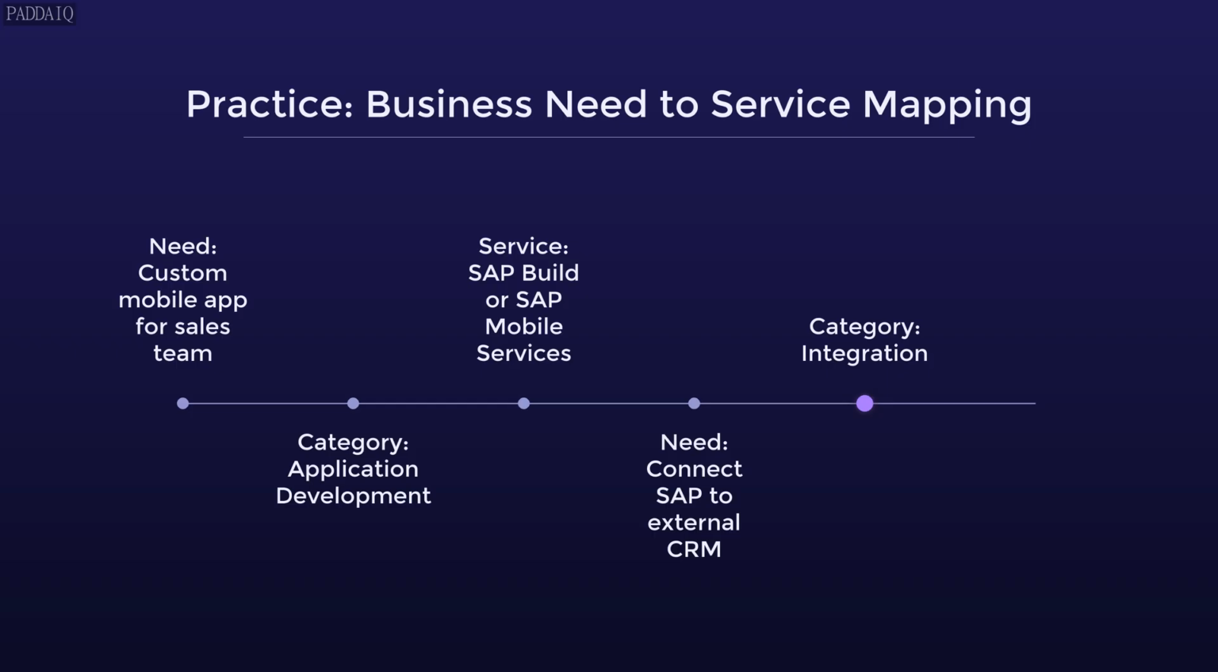Category: Integration. This means connecting different systems so they can share data automatically. For example, your e-commerce website needs to send new customer orders directly to your SAP system to update inventory and accounts. This seamless connection is fundamental for creating efficient, automated business processes.